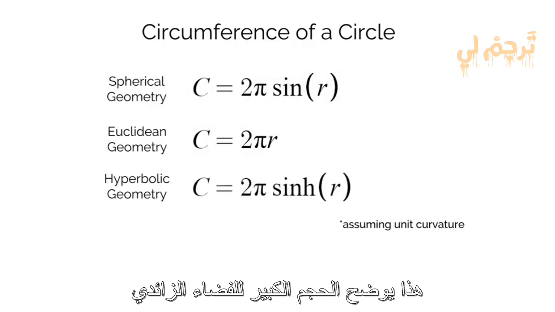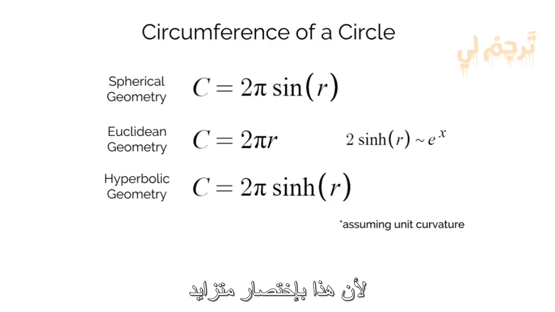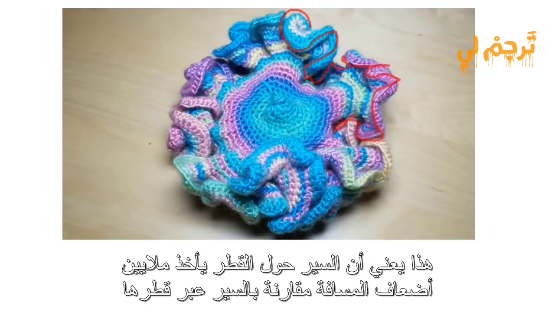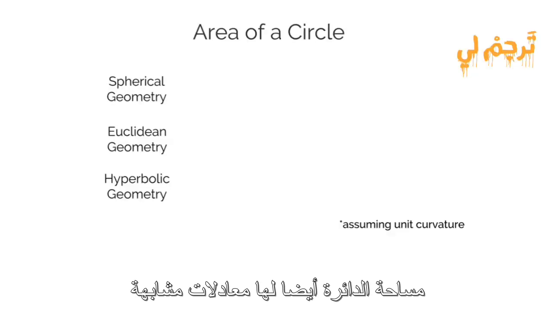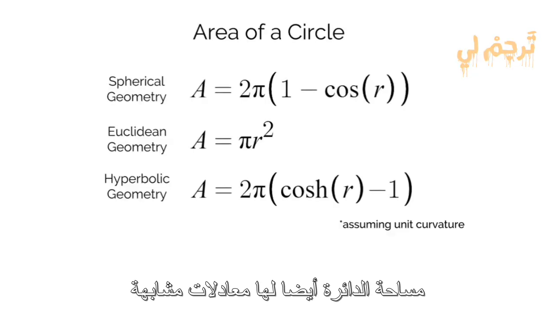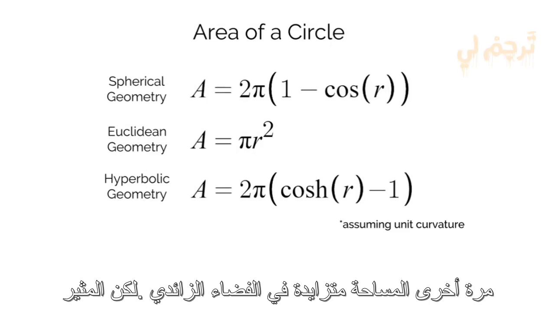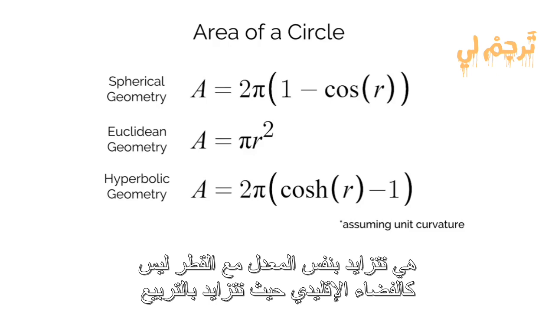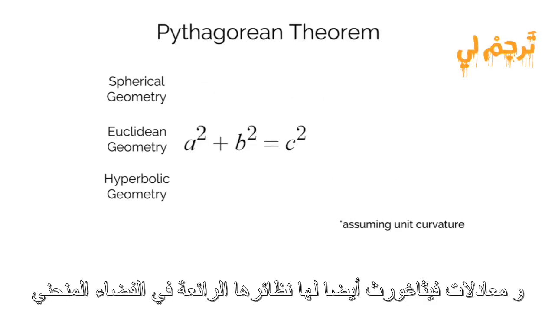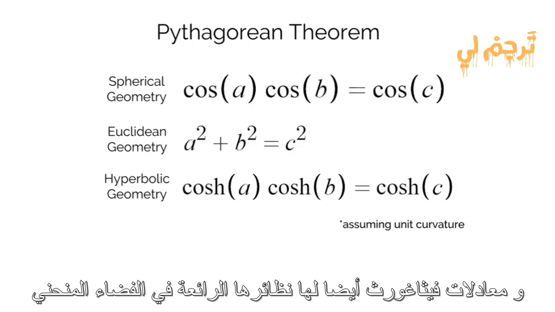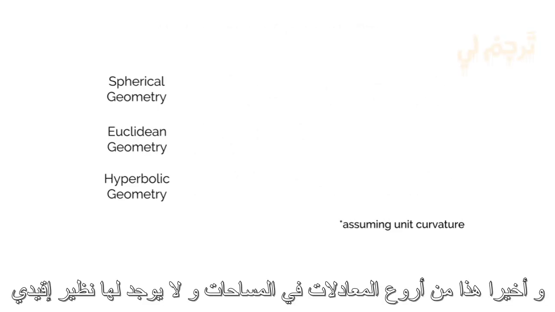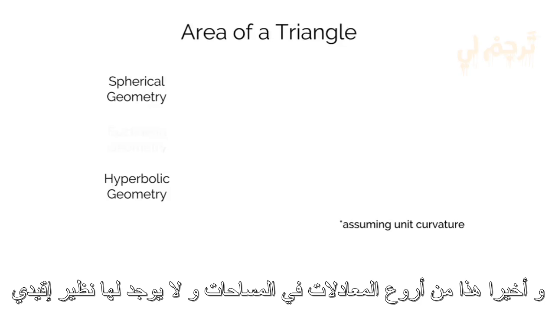And this is another really good example of just how large hyperbolic space is, because this is basically an exponential here. That means it could take 1,000,000 times longer to walk around a circle than it would to just walk across it. The area of a circle also has similar formulas. Again, area is exponential for hyperbolic space, but interestingly, it grows at the same rate as the circumference, unlike Euclidean space where it grows as the square. The Pythagorean formula also has really beautiful analogs in curved space.